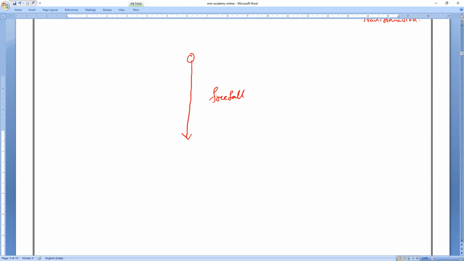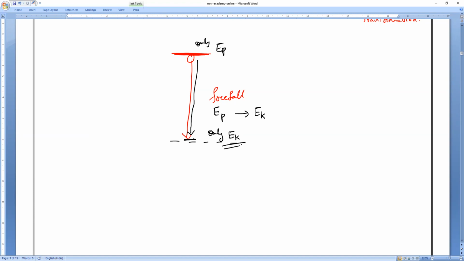Note it, everybody. At the maximum height, it has only one energy. Anybody can tell what that is? Potential energy. During the journey, what will happen? Potential energy converts into kinetic energy. But before touching the ground, what energy does it have? Kinetic energy.